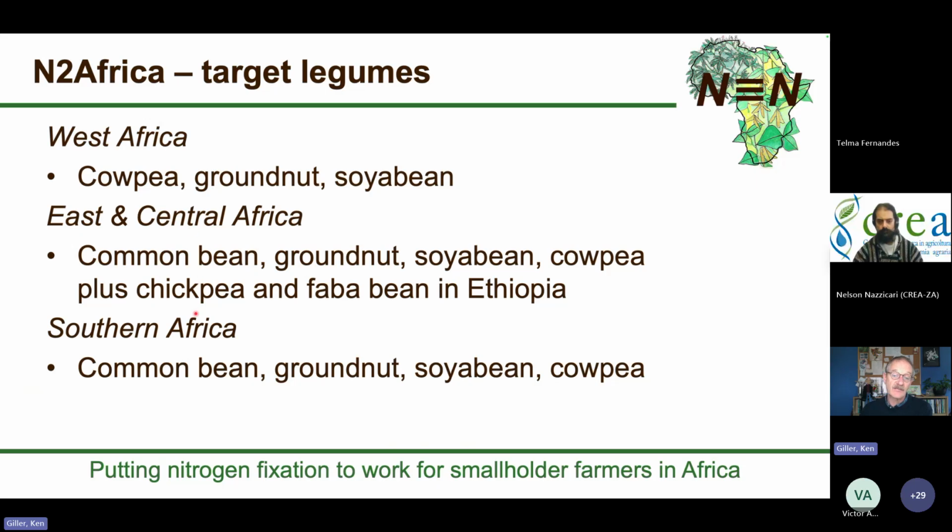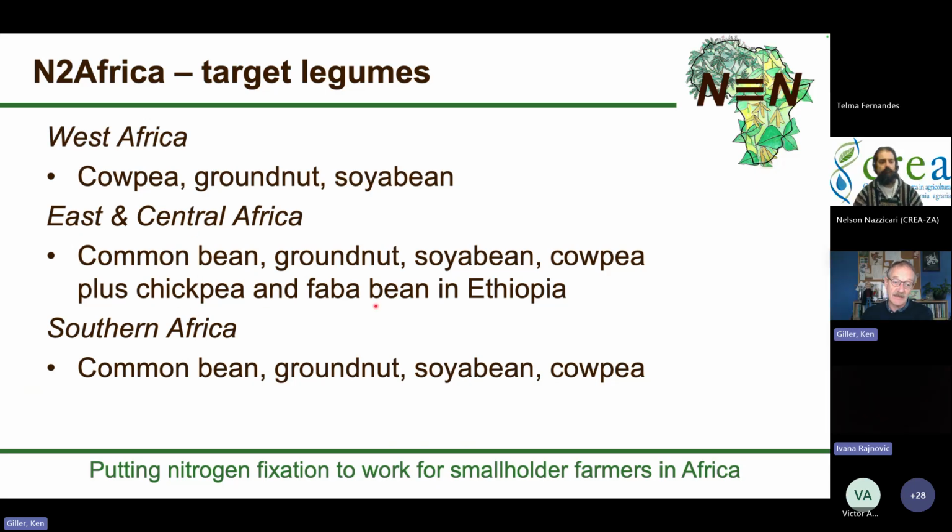In East and Central Africa, we included common bean, chickpea, and faba bean, particularly chickpea and faba bean, which are cool season legumes grown in the highlands of Ethiopia. And in Southern Africa, common bean, groundnut, soybean, and cowpea.